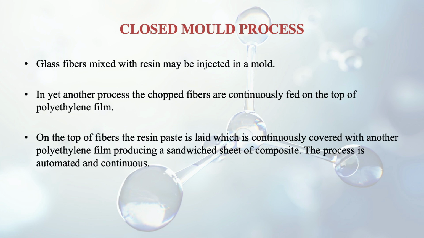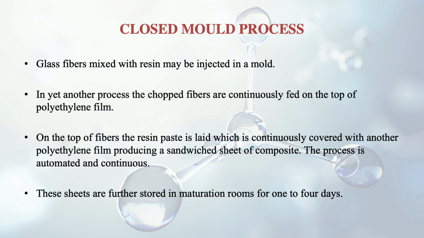So suppose there is the fiber, this my lower hand is showing the fiber, then on the top this polyethylene film is coming, then again I am placing another layer. So this thing will be a sandwich type of thing, and a composite sheet is being made. So this process is automated and continuous. These sheets are further stored in maturation rooms for 1 to 4 days. So this takes some time to be finally ready.